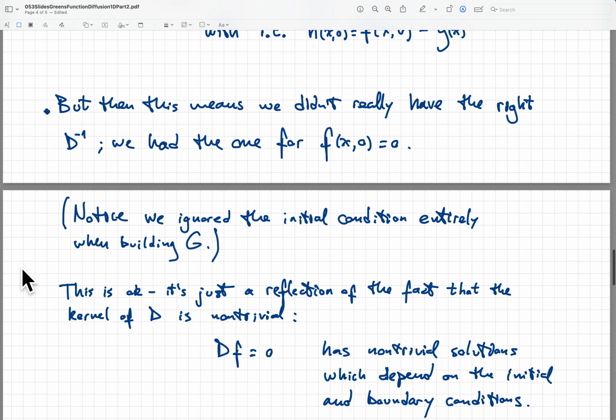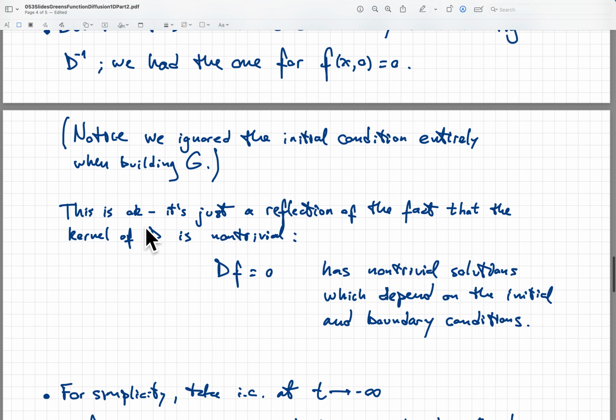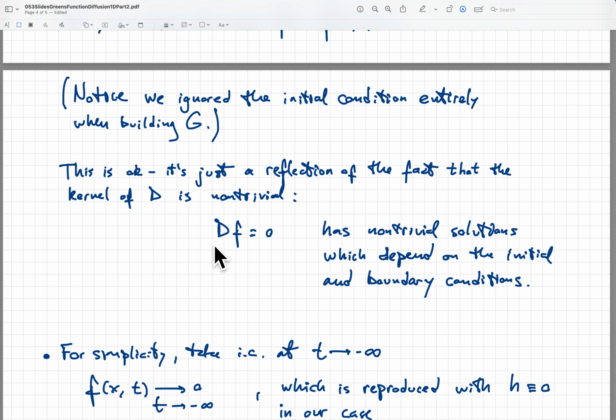That's okay. What we have here is simply a reflection of the fact that the kernel of D is non-trivial. So our operator D for diffusion has some non-trivial solutions even when the right-hand side is 0. It's a linear operator, but its inverse is not really well defined, as we are seeing here. There are non-trivial solutions f that depend on initial and boundary conditions, even though D is a linear operator and the right-hand side is just 0.